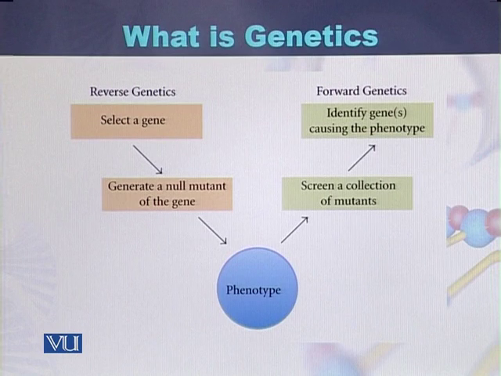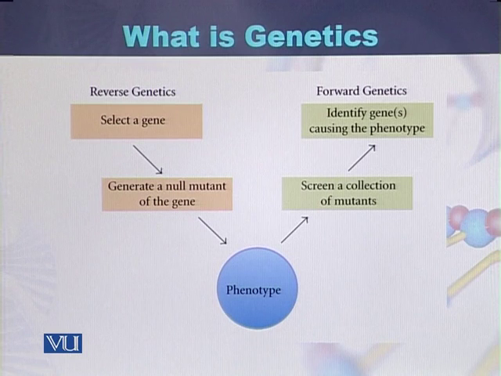Genetics can be studied in two different ways. One way is called reverse genetics, while the second is called forward genetics. If we want to study genetics in a reverse pattern, then a geneticist has to select a particular gene, create certain mutations in that gene, and then identify the phenotype based on the mutations created in that gene. If this methodology is used to study genetics, it is called reverse genetics.